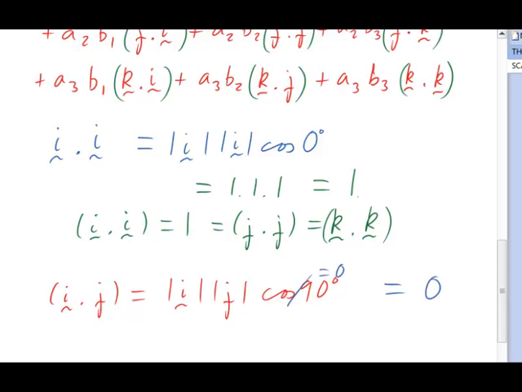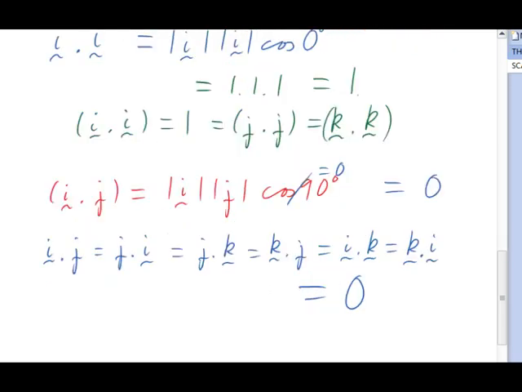But then i is at right angles to k, and j is at right angles to k as well. So in all those cases, we'll get cos of 90 degrees, and the dot product will come to 0. That will actually account for all the other six dot products in our messy expression. Let's write all that out. There they are. All six of those dot products are equal to 0.